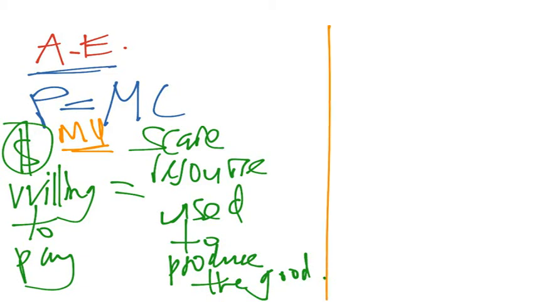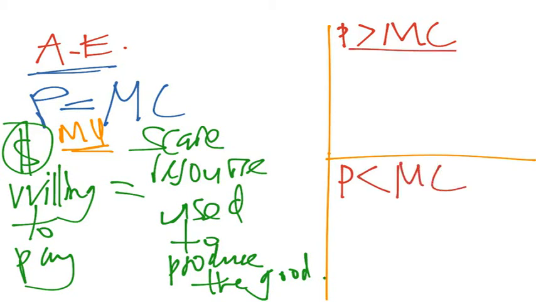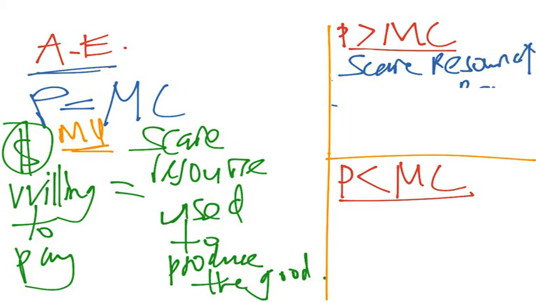So let's consider the case where first, price is larger than MC, or the price of the good is more than marginal cost, and then the price is less than marginal cost. When the price is more than marginal cost, the money the consumer is willing to pay is more than the scarce resources used to produce it, meaning the consumer is willing to pay more because the satisfaction they derive from the good is large. In this case, the supplier should allocate more scarce resources to the production of the good, so that the cost of production is reflected by the price.